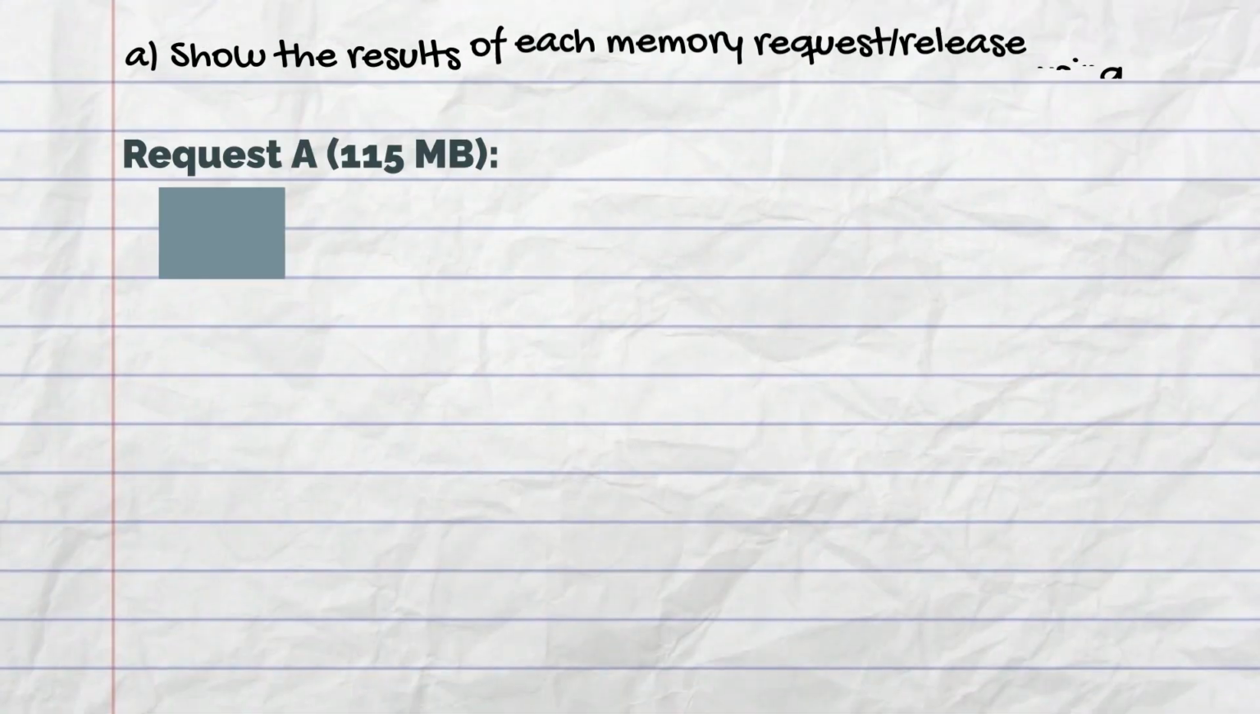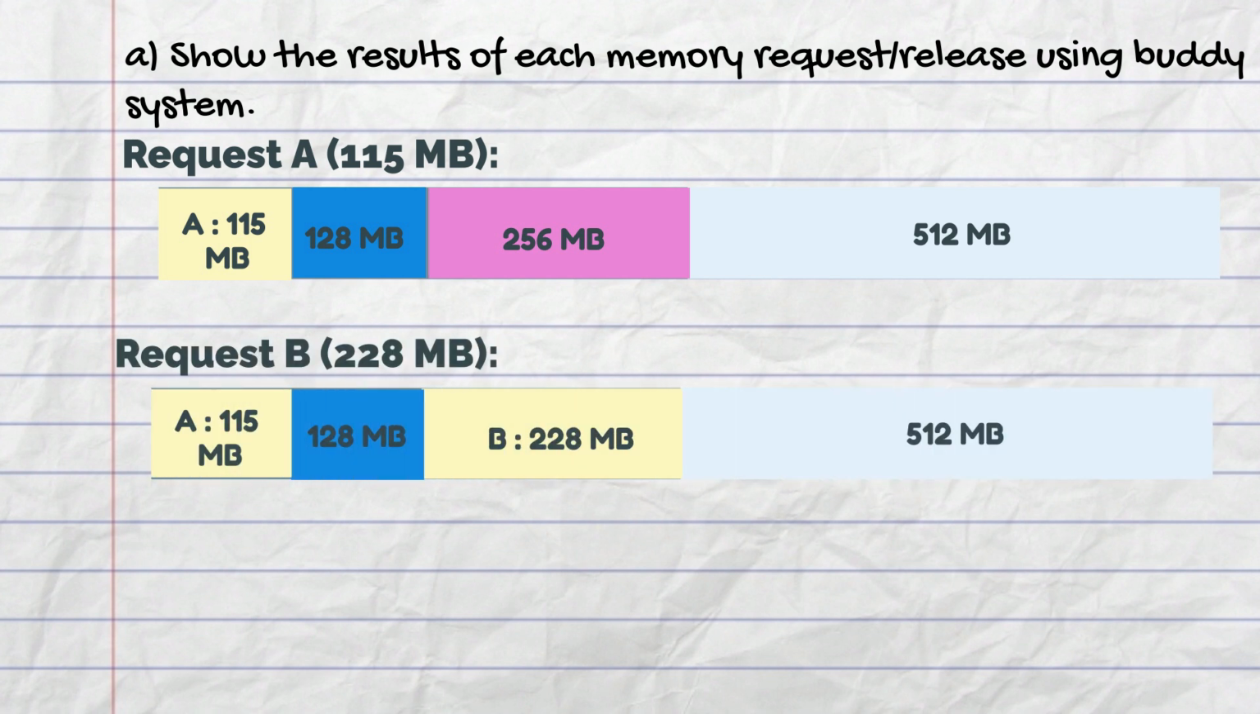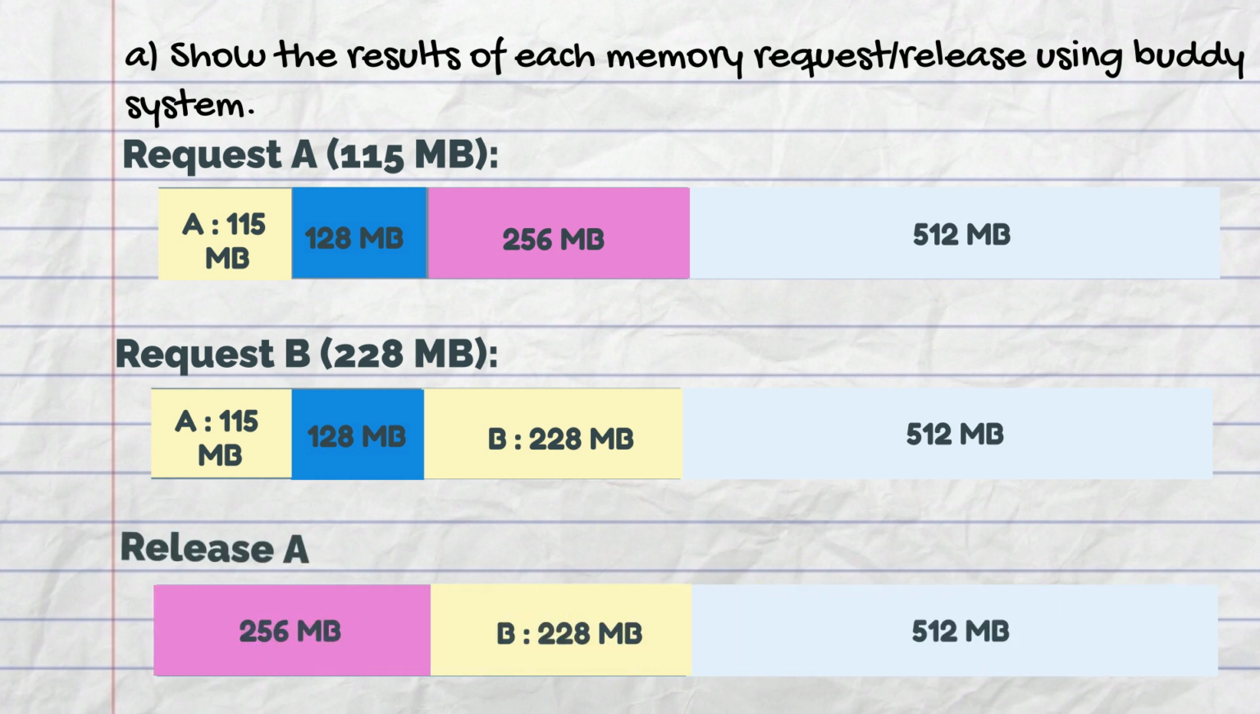When the 1024 megabyte block is divided into 2, we will get 512 megabytes, which is too big for process A. So, we will divide it into 2 again, resulting in 256 megabytes, that is again too large for process A. Next, we divide it into 2 again, that will get us 128 megabytes, which is the best fit for process A. Process B will straight away enter into a 256 megabyte block since it is the best fit. When A is released, we see that 128 megabytes has now merged back to 256 megabytes.